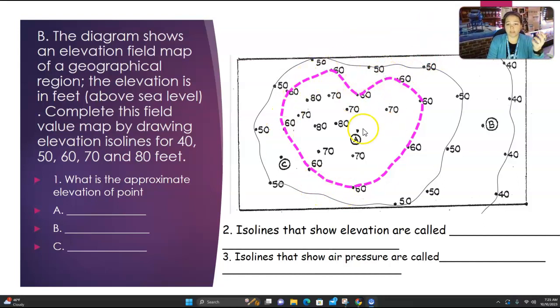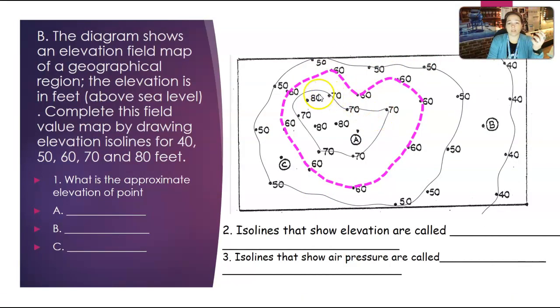Now I have my 60s all connected. Now my 70s, and you'll notice right here there's no 70. I have to infer that there's a 70, so I would put a dot right there, say here's my 70, and then connect right there. And my 80s, I would connect all like that.